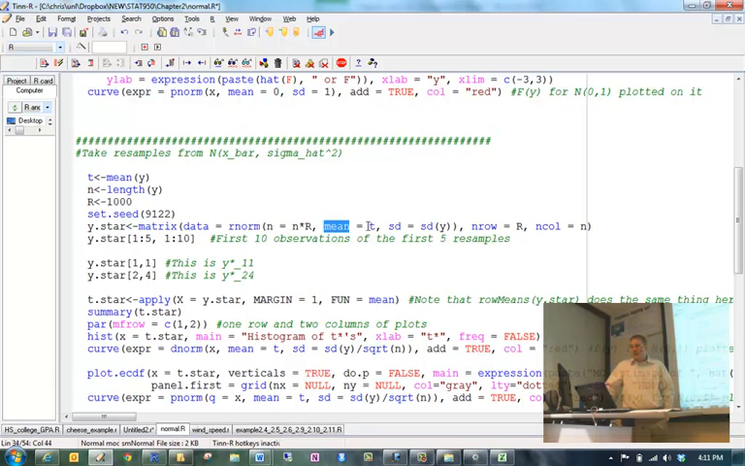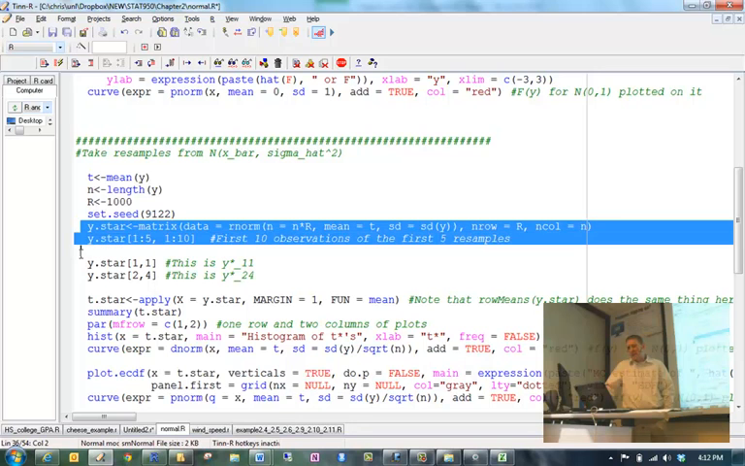My mean is the sample mean from my original sample. The standard deviation is the standard deviation from the original sample. Number of rows to the matrix, capital R, number of columns, N. So I put that into an object called y.star, and I look at the first 5 resamples.